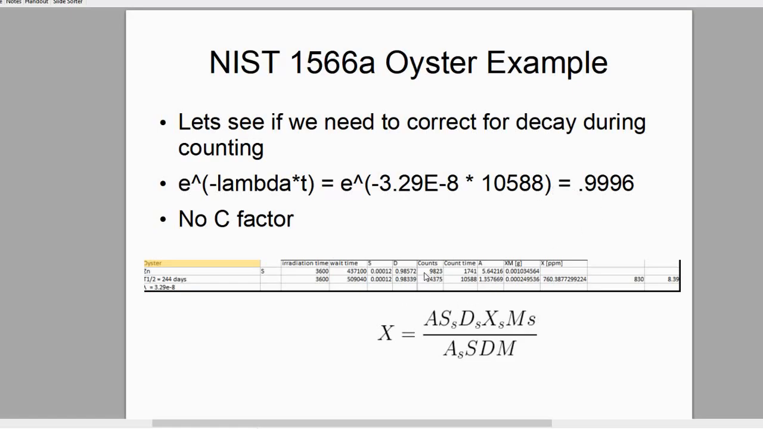So I can just say counts divided by count time is counts per second. That's my activity. So 14,375 divided by 10,588 is 1.36-ish. That gives me my activity, and I'm going to solve for x using this equation right here, and that gave me 760.4 parts per million. Now the answer in the NIST values in the literature is 830, so that gives us an error of 8.4%. But I believe Dr. Landsberger said it was about 4 or 5% water, so that kind of threw off the answer a little bit and gives us actually a more reasonable answer. So that's not too bad.